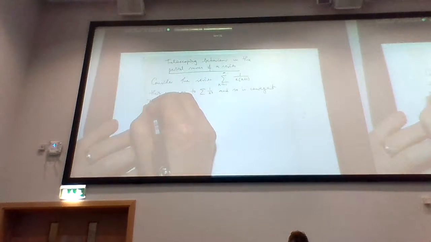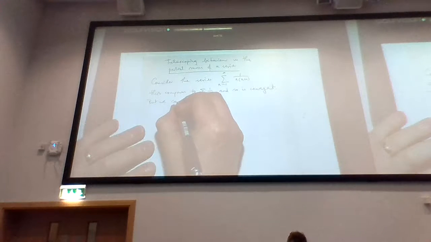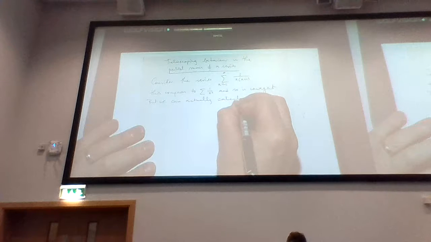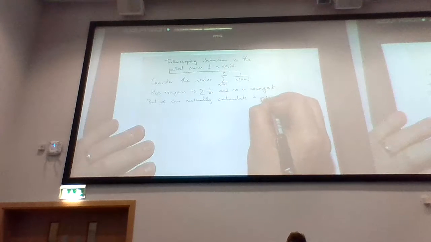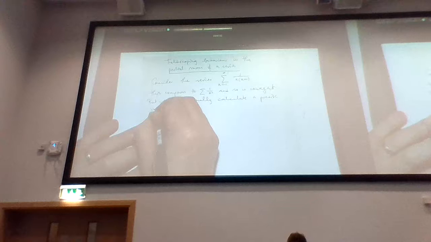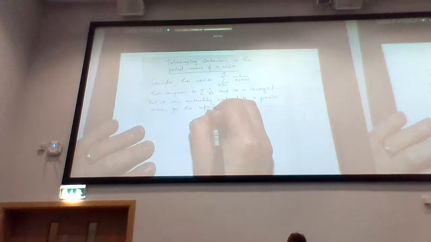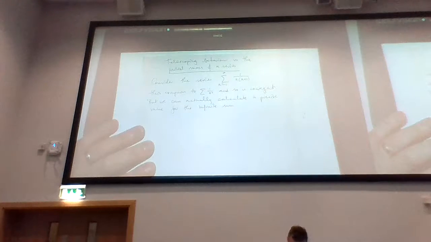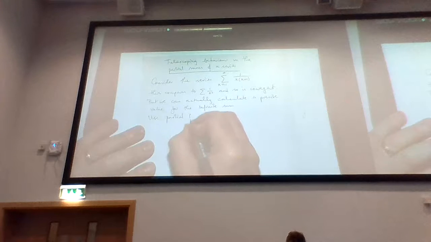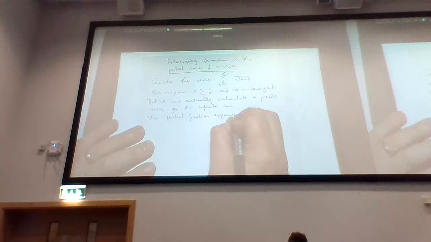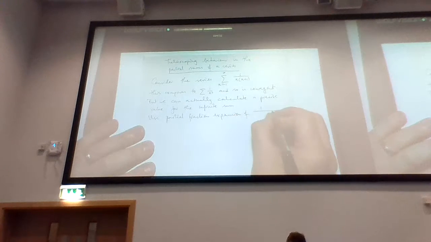But we can actually calculate a precise value for the sum, for the infinite sum here, using what's called the partial fraction expansion of the term 1 over n times n plus 1.